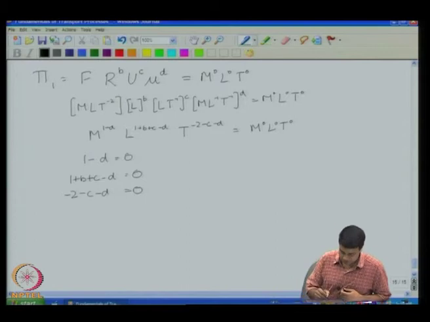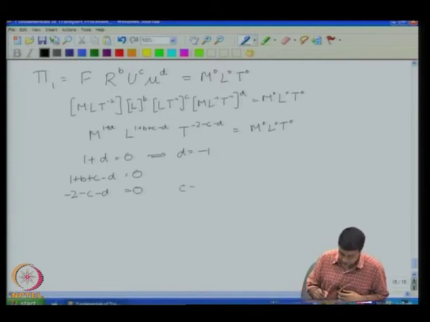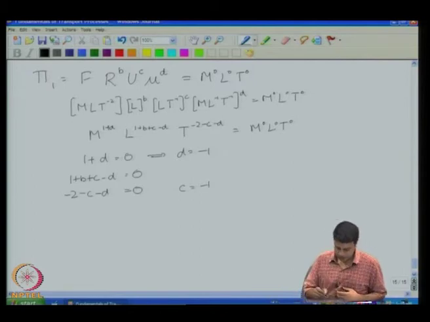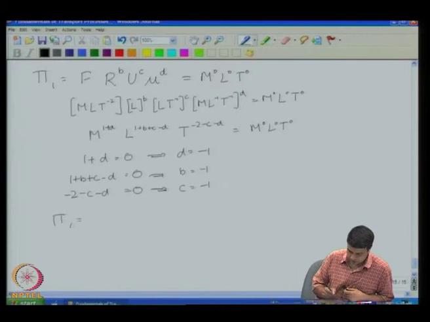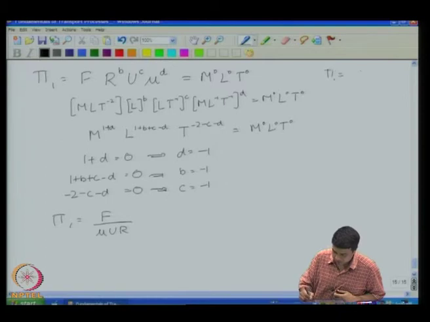So, I can solve these equations. This will give me d is equal to minus 1. This equation will give me c is equal to minus 1, and from that I will get b equals minus 1. So, this dimensionless group pi 1 is equal to f by mu u times r. So that is the first dimensionless group. Pi 1 is equal to f by mu u r.